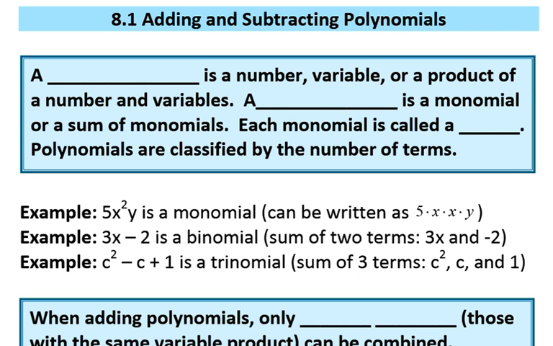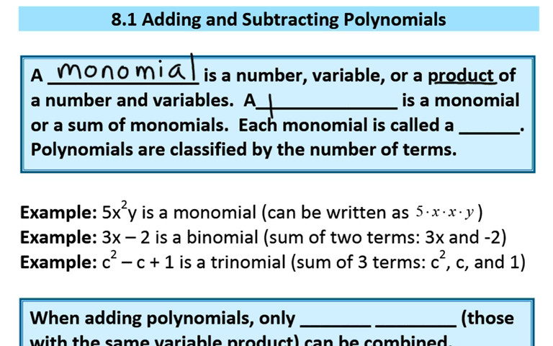This video will cover section 8.1, adding and subtracting polynomials. So first of all, we want to talk about what a monomial is. A monomial is a number, like 3, a variable like x, or a product of a number and variables. And it's important to know that that's a product. That means multiplication. So if we had 3 and x, it would be like 3x.